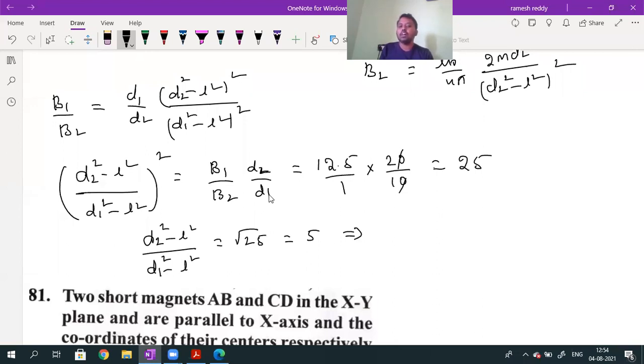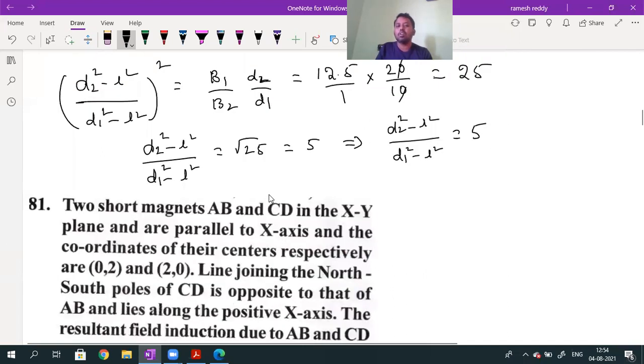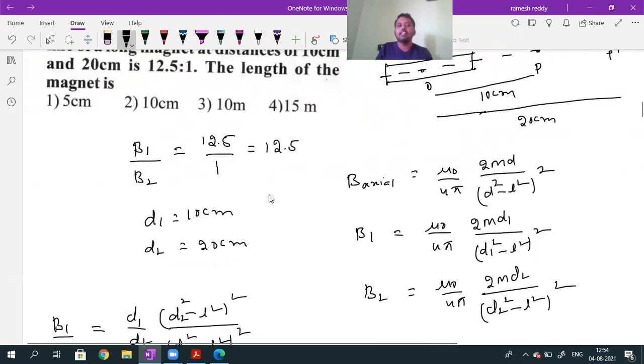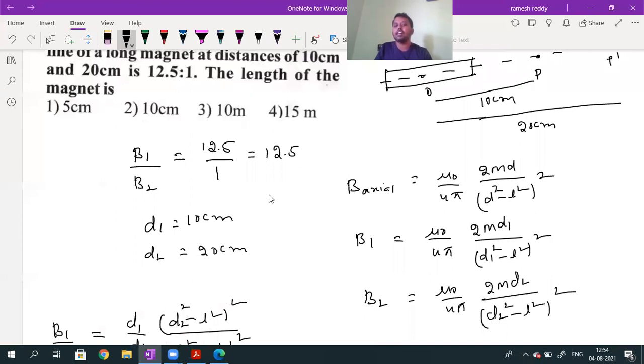So (D2 square minus L square) divided by (D1 square minus L square) will be equal to 5. You need to cross multiply. After cross multiplication and simplification, you will come to know the answer for length. So what is the length value? They are asking us to calculate the length value. So what is the length value?